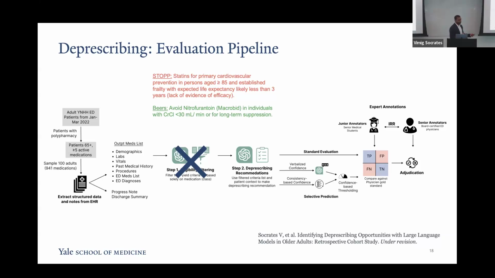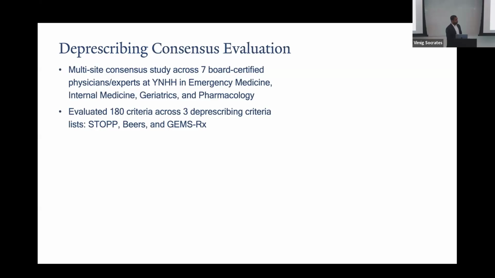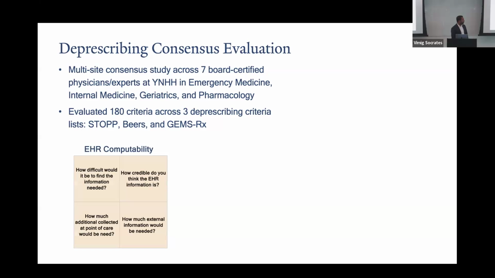An example of that is Macrobid for individuals with creatinine clearance of less than some threshold. In that case, we have just a single lab value that we have to find in the EHR, so that makes it much simpler. Those we considered more high yield. The process by which we did that was a consensus study where we gathered 7 experts and asked them to evaluate all of the criteria across a couple different dimensions. The first one that we were looking at was computability within the EHR. We asked them 4 different questions, for example, how easy is it to find that information in the EHR?